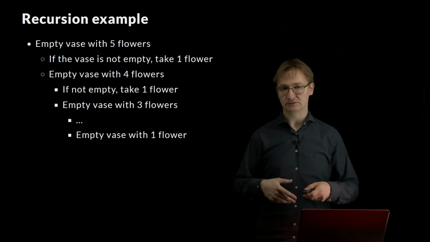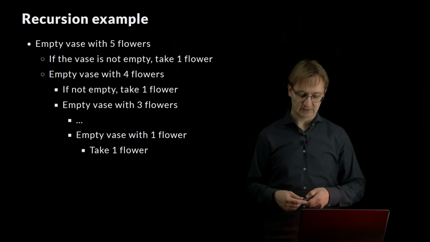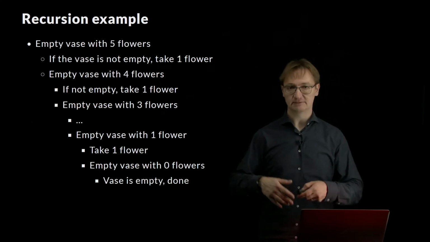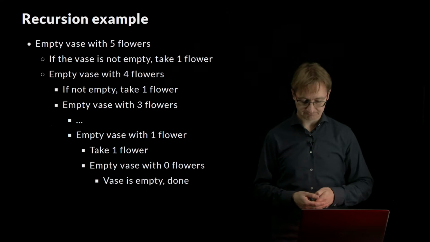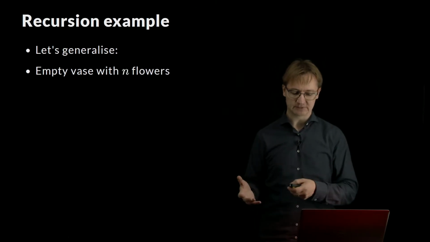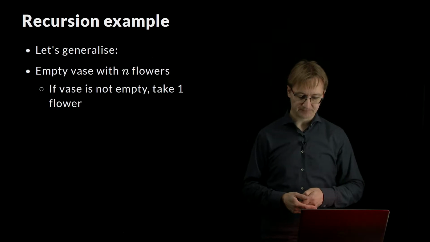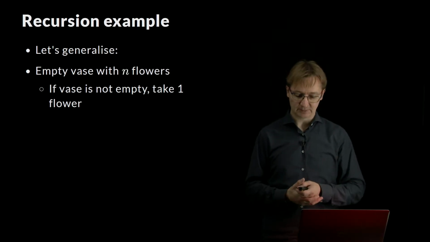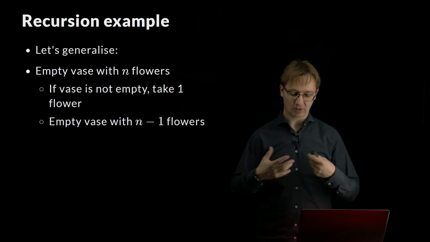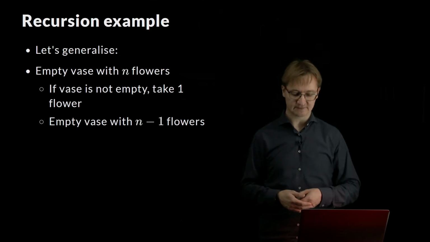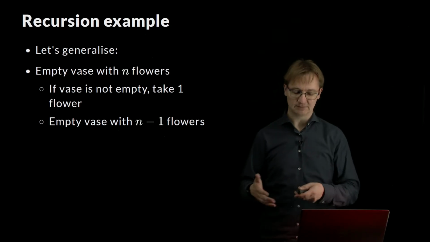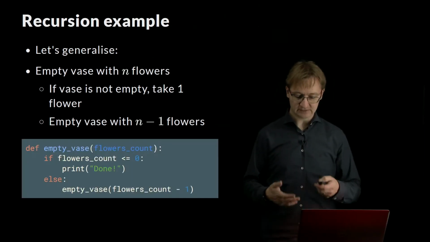After a few steps, we reach the stage where we have 1 flower. We take this 1 flower out, and we want to empty the vase with 0 flowers. And now we can say that the vase is empty and we have solved our problem. So if we want to generalize our problem, we have a problem where we want to take n flowers out of the vase. The steps to solve this problem: first we take 1 flower out if it's not empty. And then we call the same problem with n minus 1 flowers. So basically, if we start with 5 flowers, then we solve the same problem with n minus 1 flowers. And here is the code.